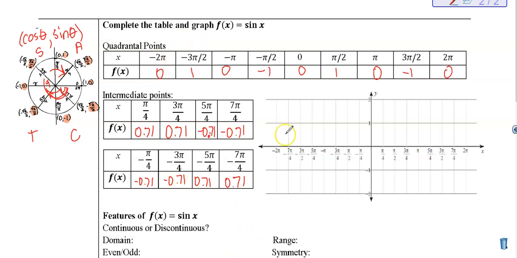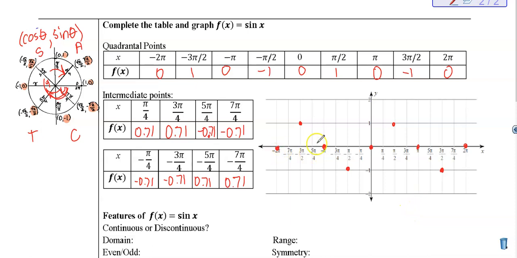So let's just start at negative 2 pi. We got 0. And then at negative 3 pi over 2, you're at 1. And at negative pi, you're at 0. And at negative pi over 2, you're at negative 1. 0, 0. Pi over 2, 1. Pi, 0. 3 pi over 2, negative 1. 2 pi, 0.